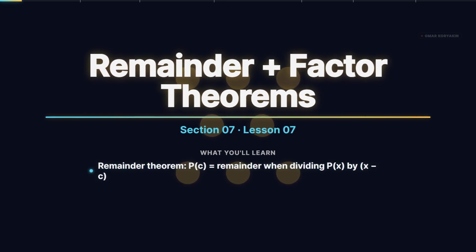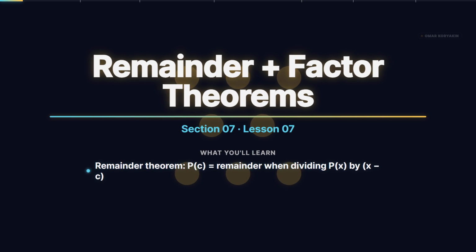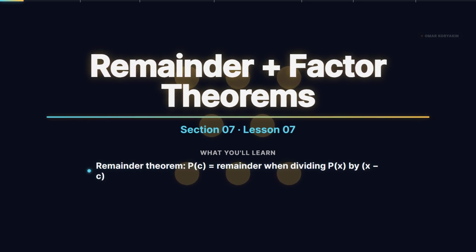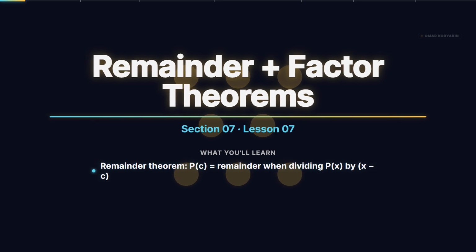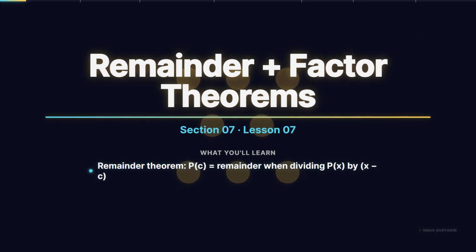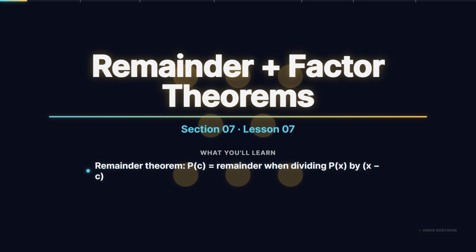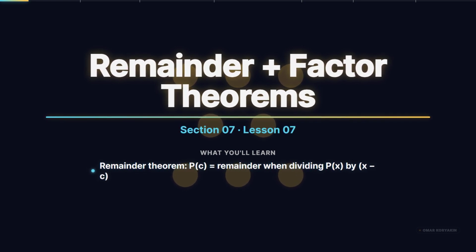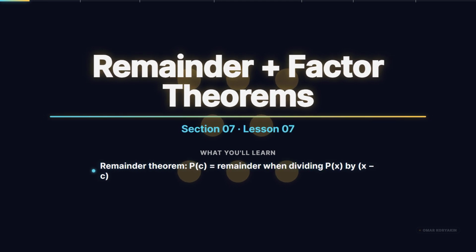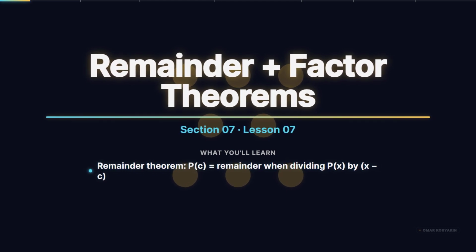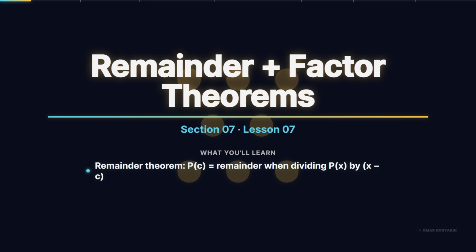Today we lock in both theorems, prove them from the division algorithm, and apply them to evaluation and root finding problems. First idea on the board, the remainder theorem statement and proof. When polynomial p of x is divided by the linear divisor x minus c, the division algorithm gives p of x equals quotient times the quantity x minus c plus remainder.